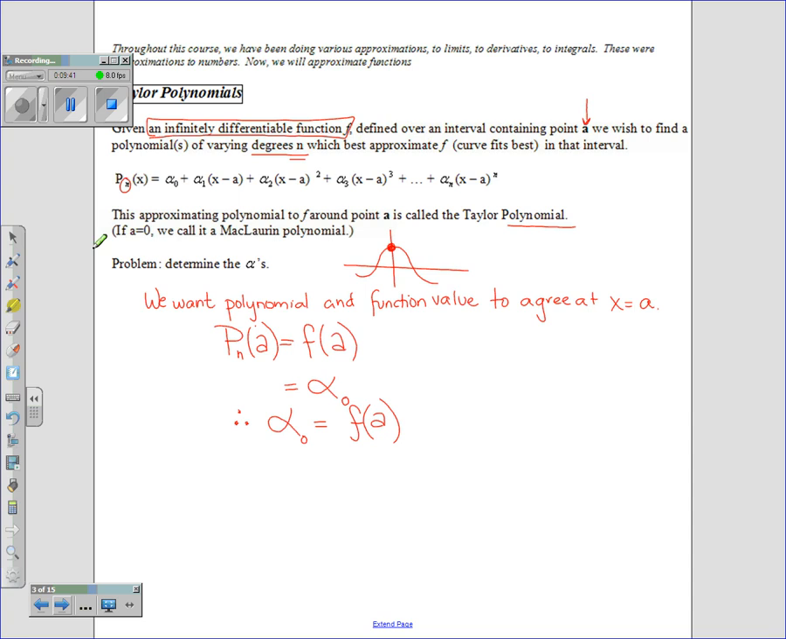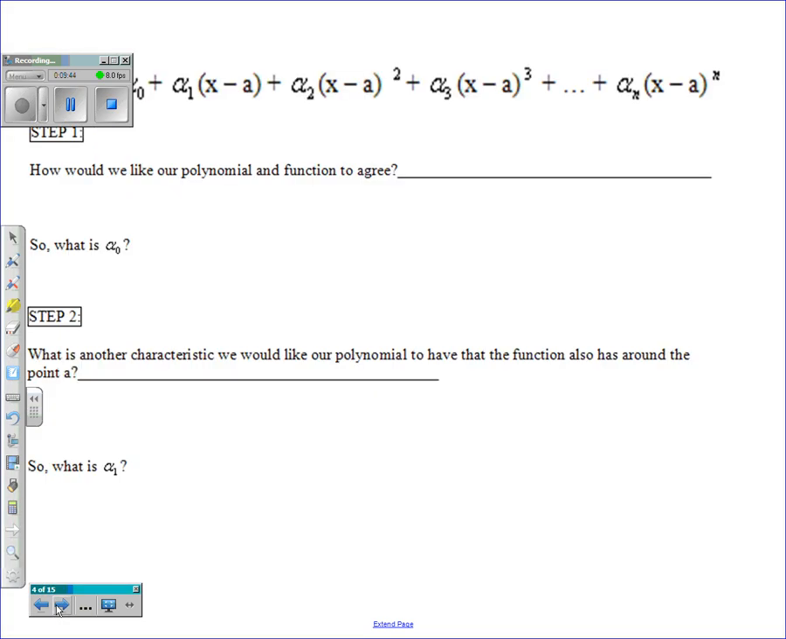Now the second thing, if I put it on the next slide, let's see. Oh, there it is. Yes, we have the fact that alpha naught equals f of a. So how would we like our polynomial and function to agree? We want the function values to be equal.